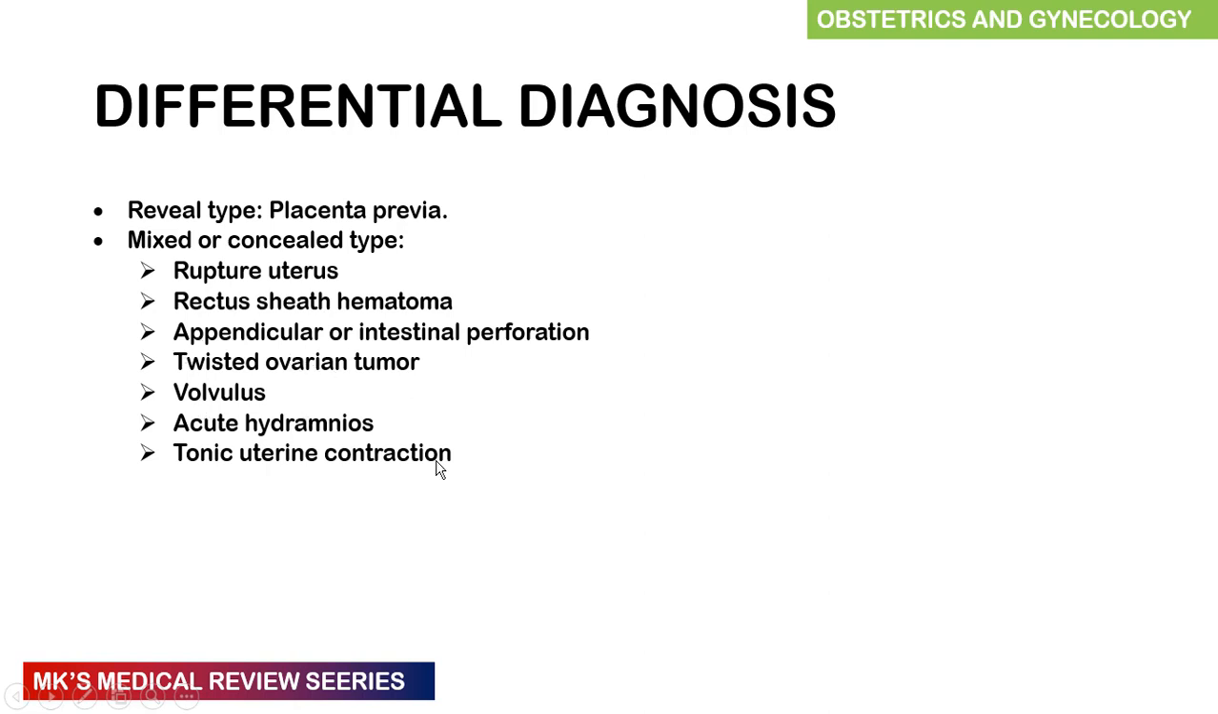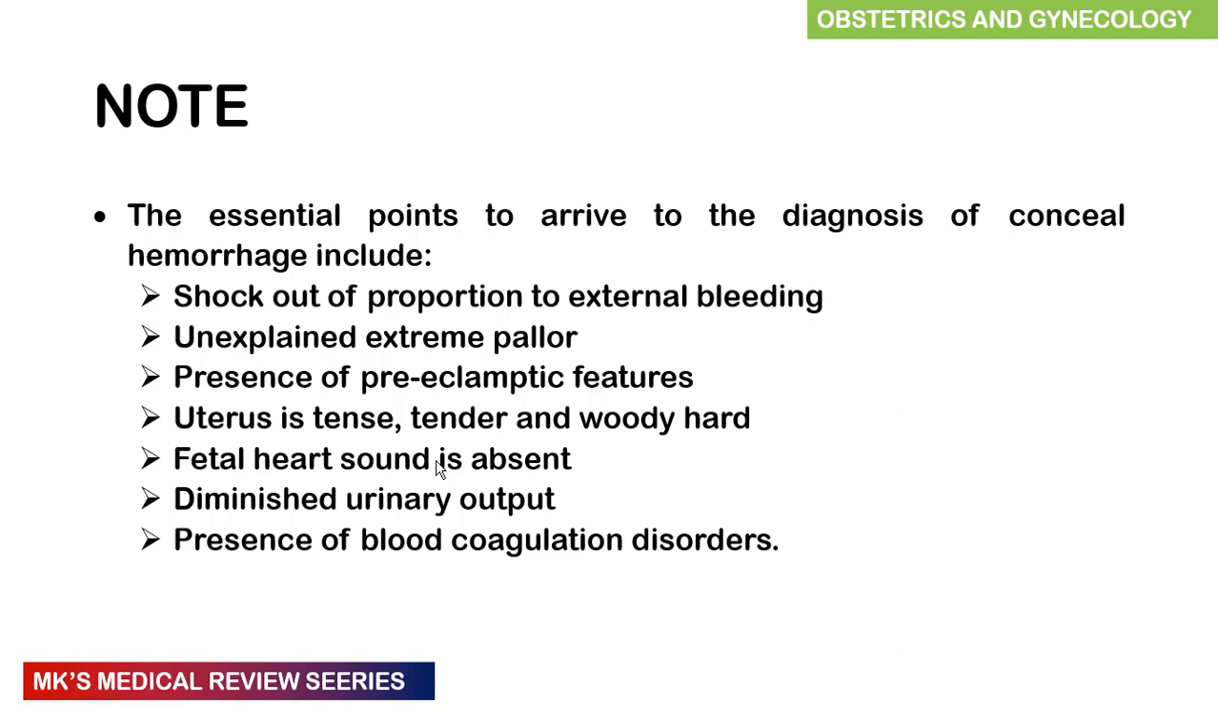Now, the essential points that are going to help you arrive at a concealed placenta abruption are the following. Number one, you're going to have a shock that's out of proportion to the external bleeding. You're going to have unexplained extreme pallor. You may have features of preeclampsia. The uterus is going to be tense, tender, or woody hard. The fetal sounds may be absent. There may be diminished urinary output and, of course, blood coagulation disorders. These are the things that should be ticking your curiosity that this woman could have a concealed placenta abruption.